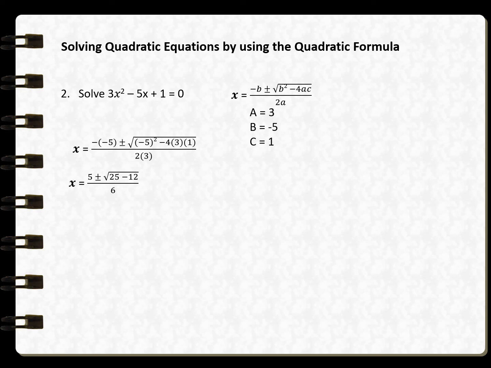Next step is to simplify the numbers under the radical sign. So that is 25 minus 12. So 25 minus 12 is 13. 5 plus and minus square root of 13 all over 6. Wala pong square root of 13. So, that is our answer. Huwag na natin pilit kapag wala po.